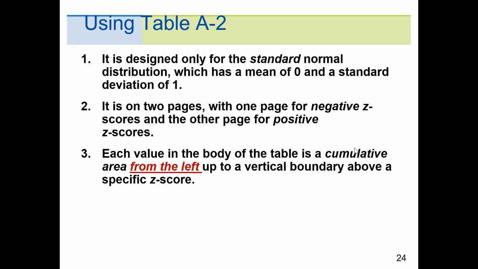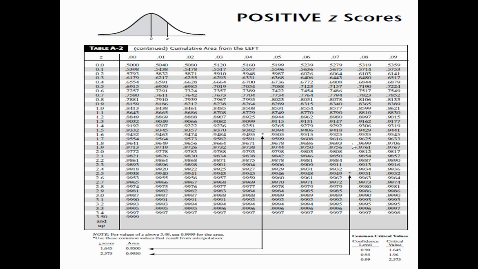Your table. Now, the very first thing that I ask you to do in the homework assignment is to download this little table, your z-scores, positive and negative z-scores. The table is only designed for standard normal. It's on 2 pages, one positive, one negative. Each value in the body of the table is cumulative from left to right. This is the table here. You start off with the left column and you coordinate it with the top row.